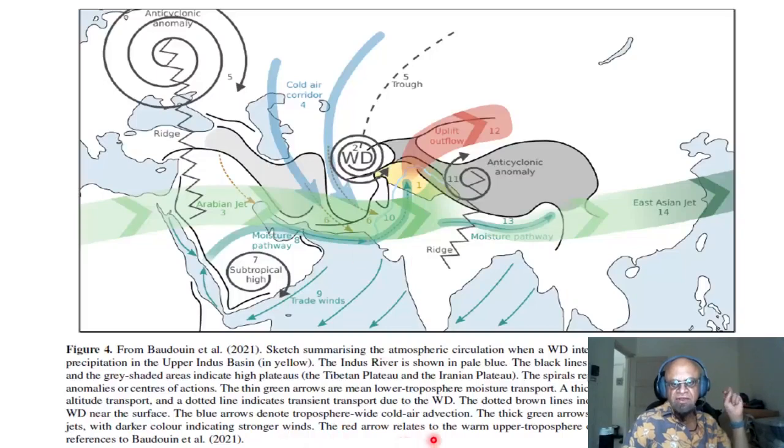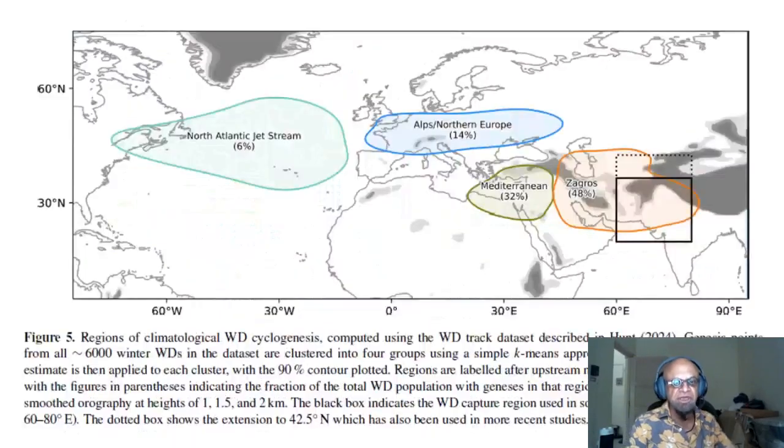The red arrow relates to the warm upper tropospheric outflow region here that we already mentioned as number 12. The numbers are in text references to Baudouin et al., so you can follow up on that. But it gives you a sense of just how many things are involved in making this kitchen, right? In making the dish in this kitchen.